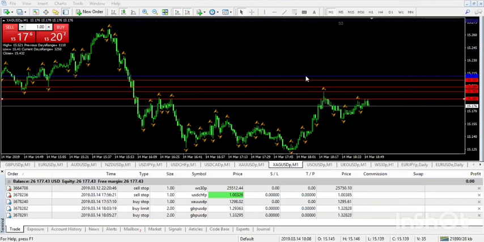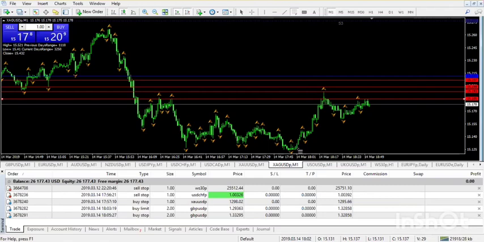Should I draw Fibonacci here? No, you shouldn't.